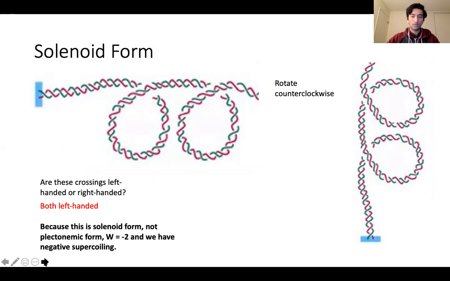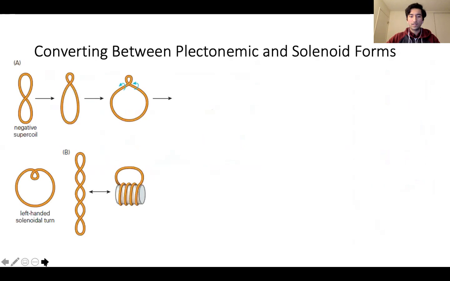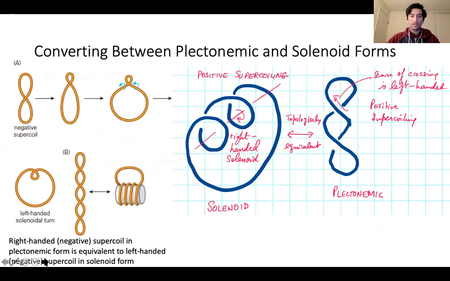And this comes back to the definition of how positive versus negative supercoiling is defined, which I will just explain very quickly in this slide. So the main point I want to make here is that if you start off with a plectonemic form that has, for example, a right-handed cross, and if you just manipulate it very simply, you can get to a solenoid form that has now a left-handed cross. So even though the supercoiling does not itself change, just by converting from plectonemic to solenoid, you change the handedness of the crossings. So here I have left-handed crossings, but as soon as I convert it to solenoid form, now the crossings are right-handed. So nothing really changed. You just manipulate the molecule as a whole, and these two are considered topologically equivalent.